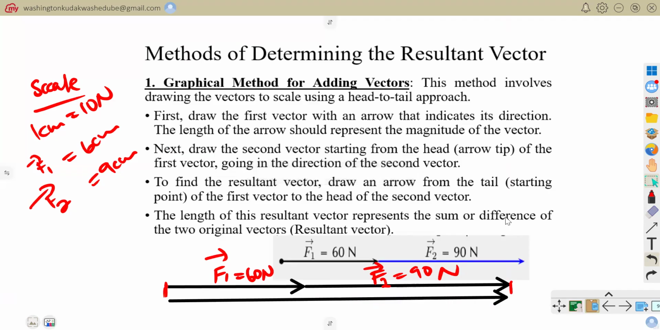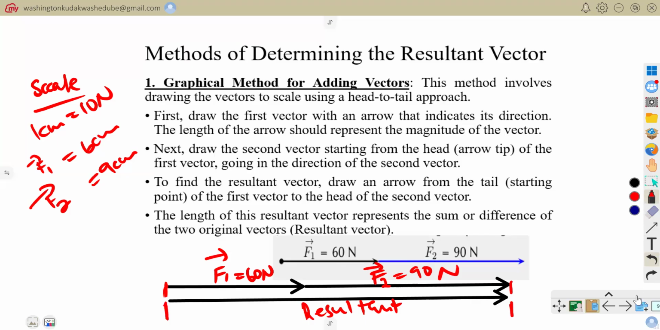So that is simply how you draw your resultant vector, or determine your resultant vector. You draw your first vector, and then your second starting from the arrowhead, and then your resultant has to start from the tail of the first and go to the head of the second. And then this total length that you have from here to there now becomes your resultant. So if they say determine your resultant using the graphical method, that is how you simply do it.